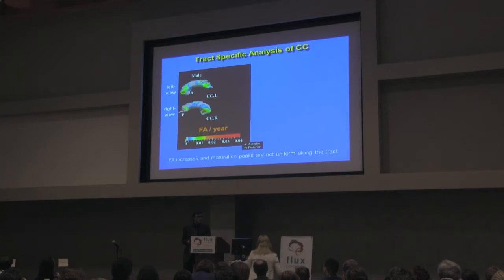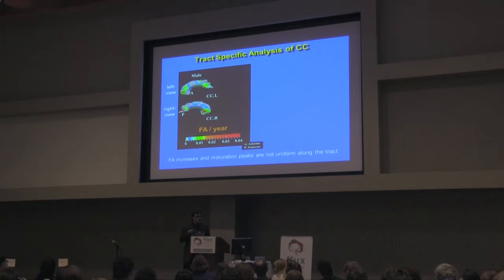And this is the corpus callosum. So we have a left view and a right view here, and the areas that are colored are areas that showed an exponential increase with age. Areas that aren't colored didn't show that increase. And you can see, just from this one, that not all the vertices show a change, and the ones that do show a change show different colors, where the color represents the change in FA per year. Some areas are hot, others are cold.